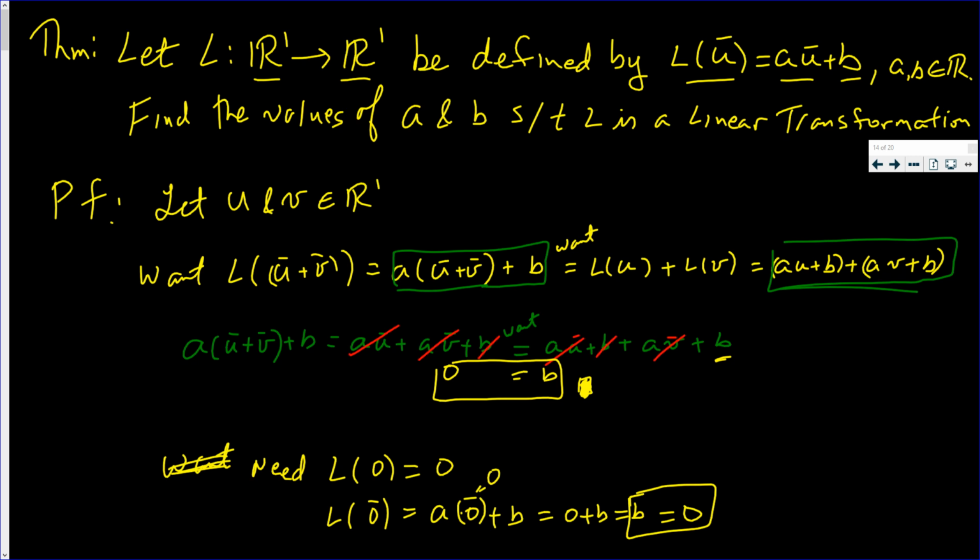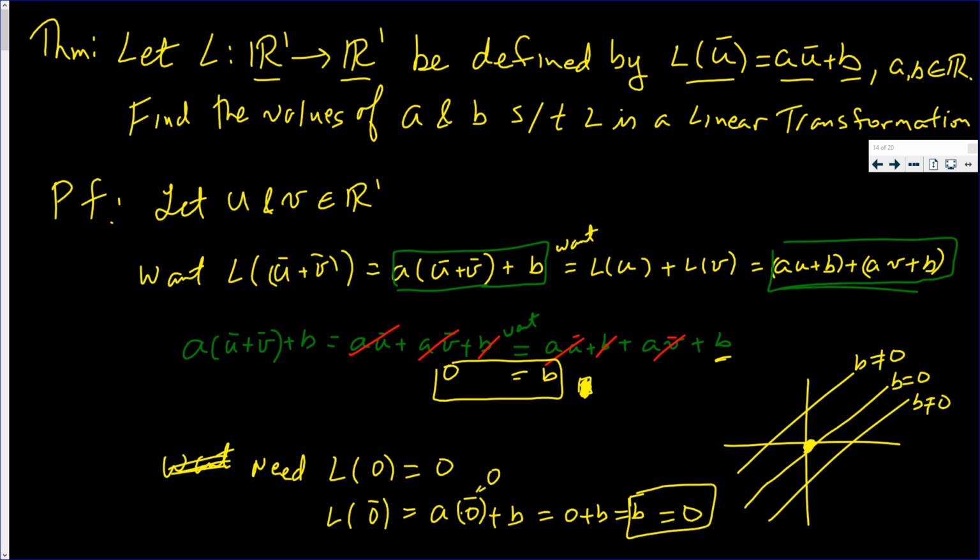So long before I started this proof, I knew B must be 0. Why? Because it's a line. We're talking about lines, and L of 0 has to be 0. It needs to go through the point (0, 0). That's where B is 0, and otherwise B is not 0. So I always knew that B had to be 0.